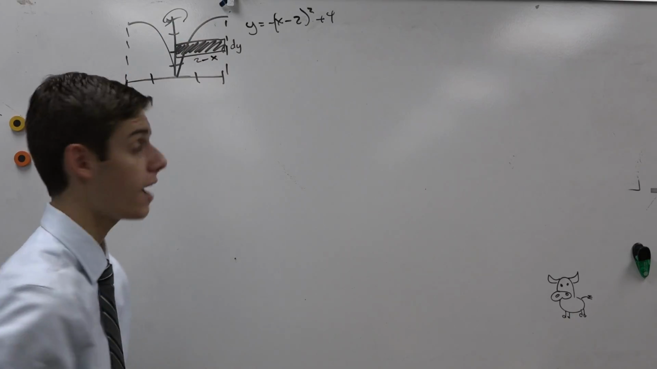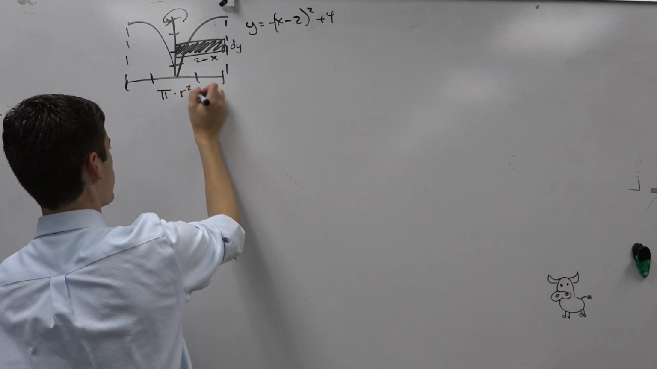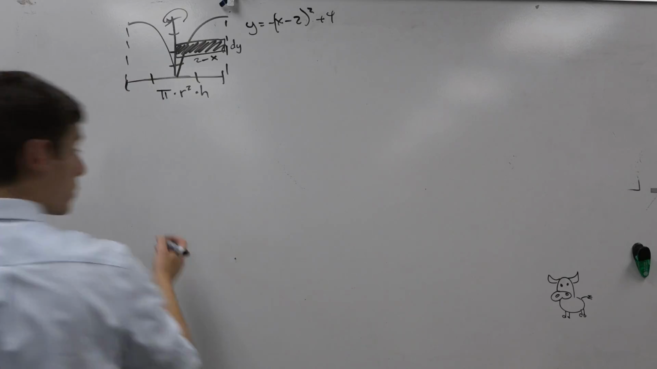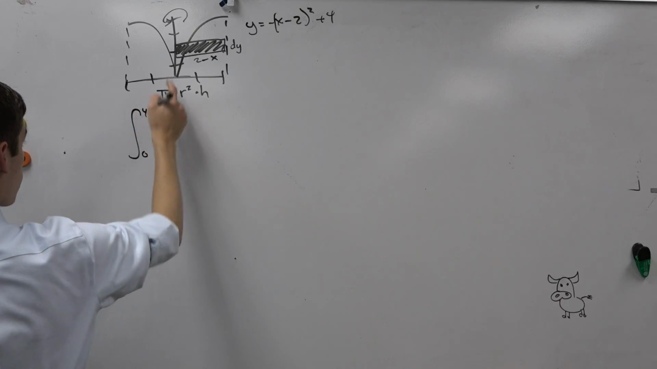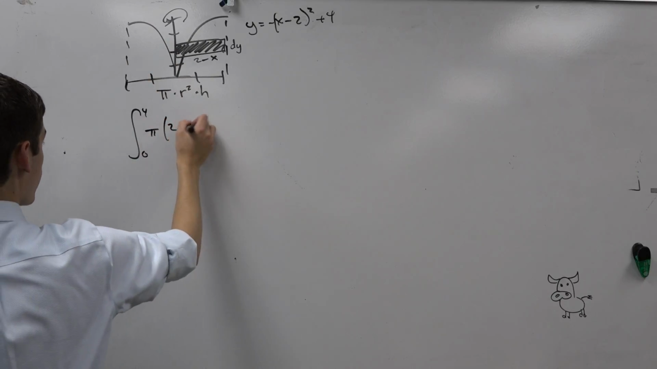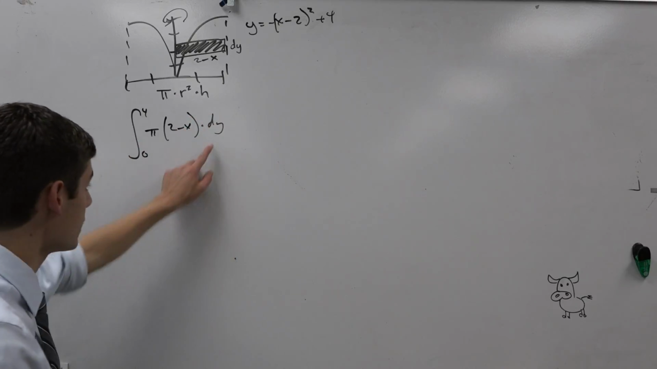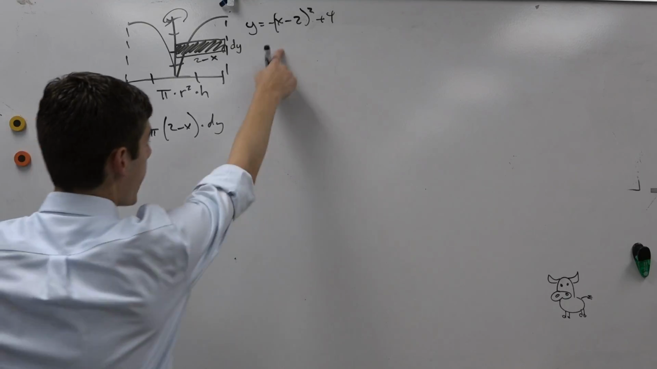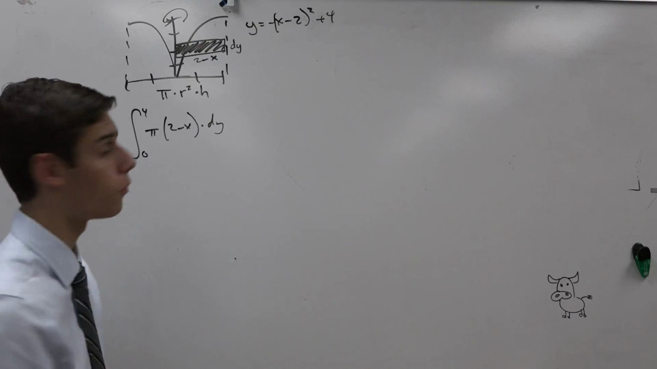So now that we have that, we can use our trusty volume formula, pi times r squared times h, and plug that into an integral. So we have the integral as it goes from 0 to 4, since we're on the y-axis, of pi times 2 minus x times dy. Now once again, we can't have a dy and an x. They just don't work. So what we're going to do is go back to our equation and find out what x is in terms of y.